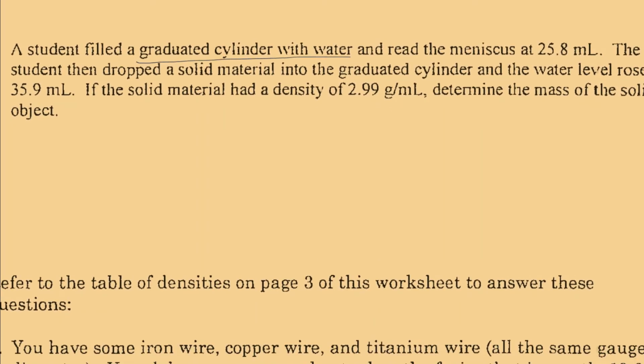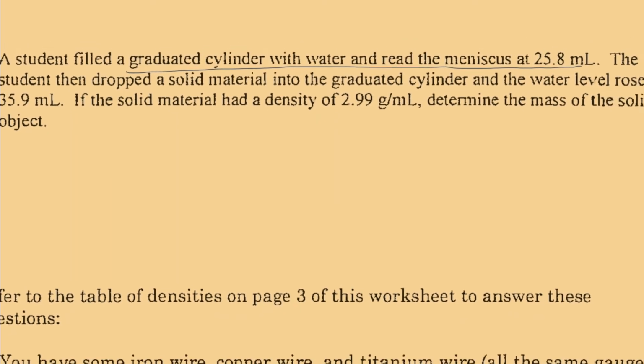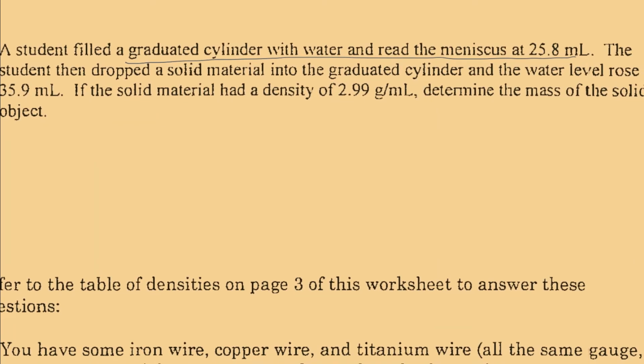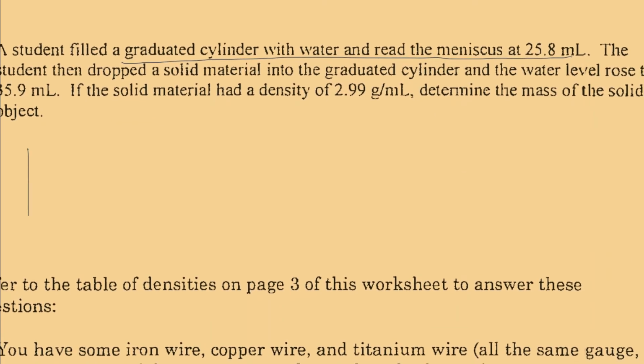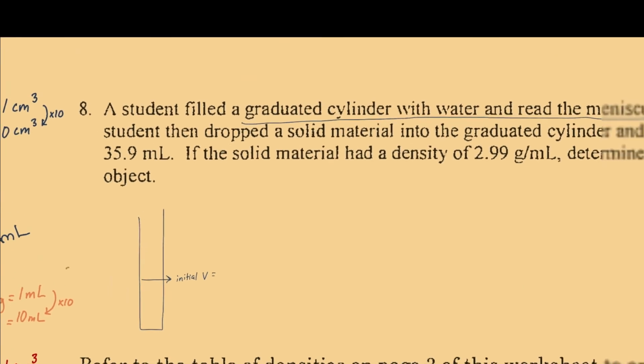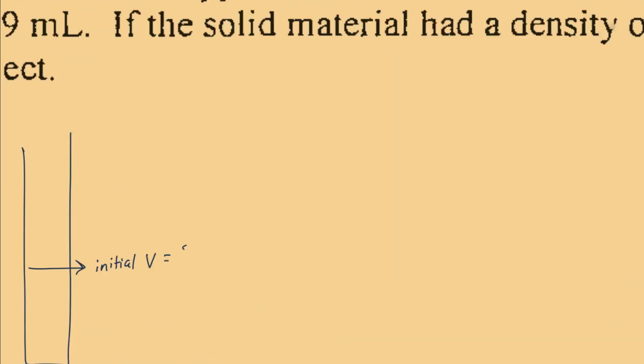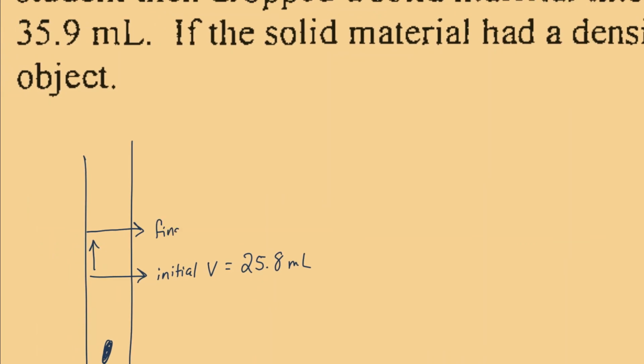They filled a graduated cylinder with water and read the meniscus at 25.8 milliliters. Then we put a solid in there, and the water level rose to 35.9. So I'm going to draw my graduated cylinder. I'm going to show the initial volume of 25.8. And then we put an object in there, and the water level rose to 35.9, the final volume.